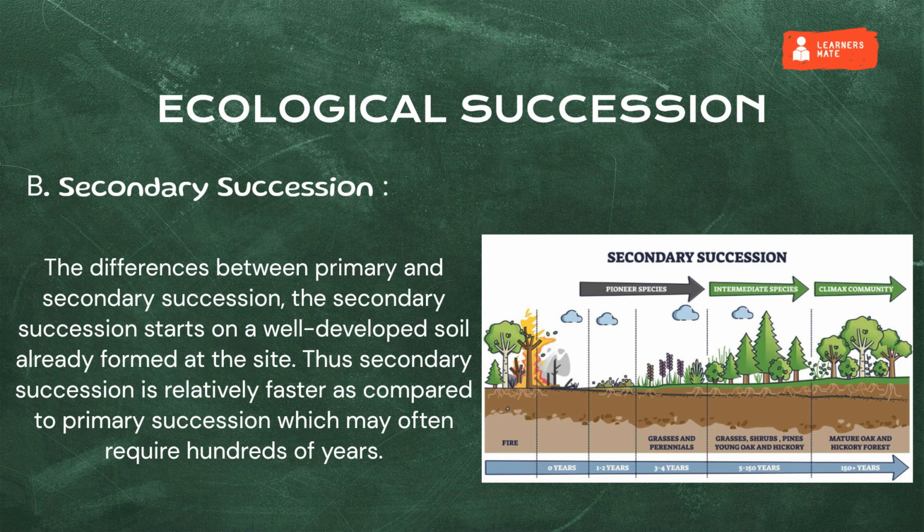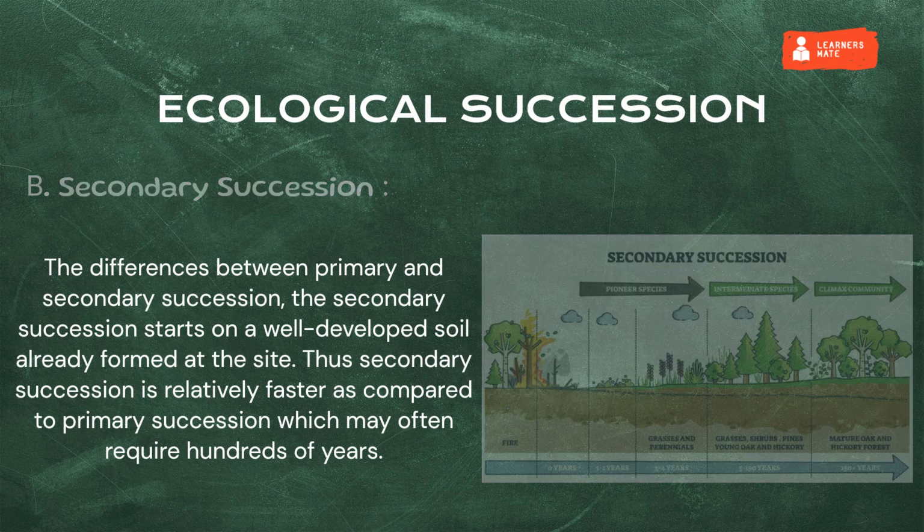The difference between primary and secondary succession. Secondary succession starts on a well-developed soil already formed at the site. Thus, secondary succession is relatively faster as compared to primary succession, which may often require hundreds of years.